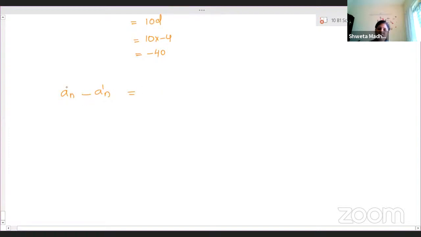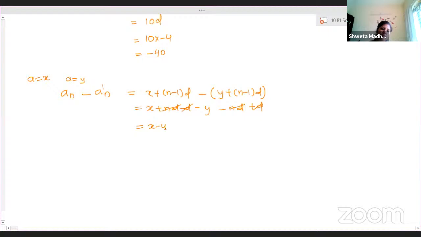Take the first term of the first AP as x and the first term of the second AP as y. So x plus (n minus 1) d minus y plus (n minus 1) d equals x plus nd minus d minus y minus nd plus d. The d and nd terms cancel. This equals x minus y. So the difference of the nth terms of two APs is equal to the difference of the first terms. So 2 minus 7, that is minus 5.